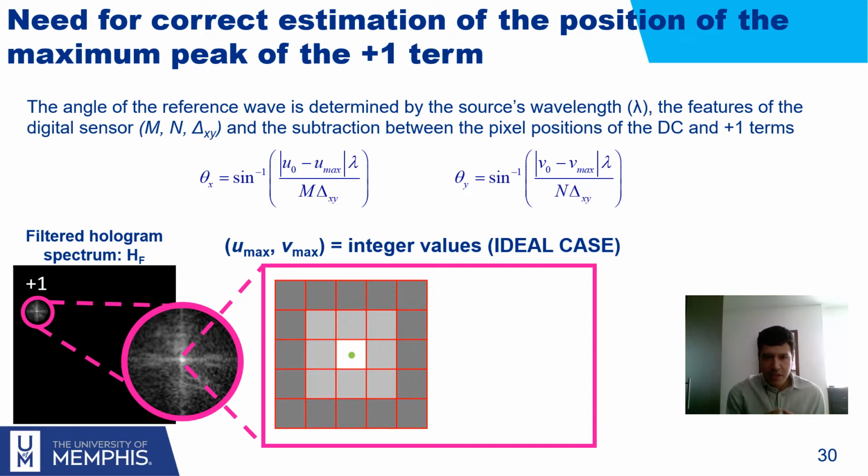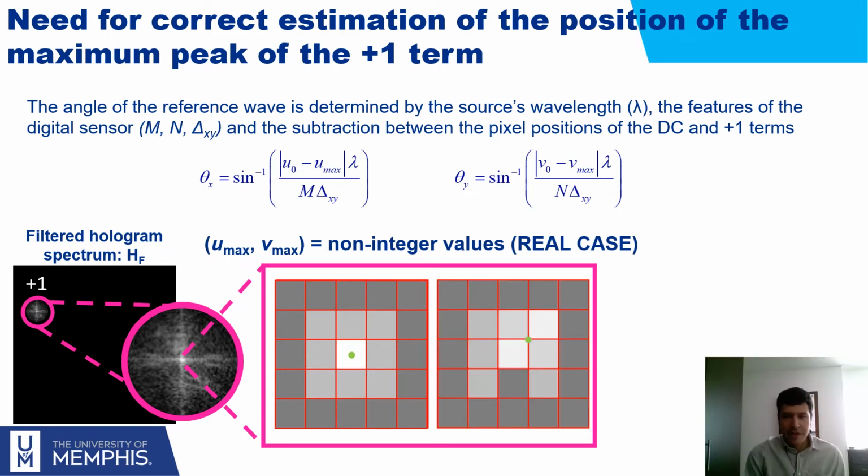But this is important. If the frequency of the plane reference waveform coincides with the integer pixel position, which is very challenging in a microscopy setup, the value of Umax and Vmax can be determined by estimating the position of the maximum value in the +1 diffraction term. But as you all can suspect, experimentally this condition may not always be satisfied due to the discretization of the continuous complex distribution provided by the sensor. Each nanometer change can make things blow up.